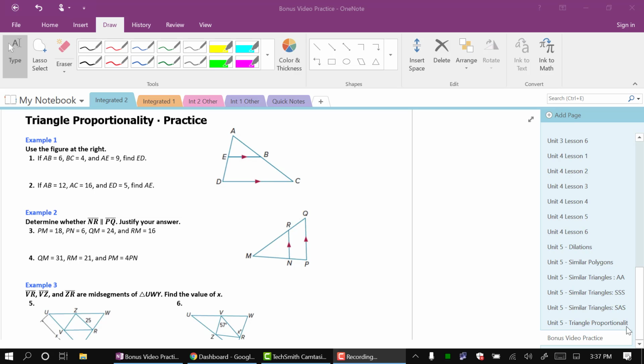Today we're going to be looking at triangle proportionality, and I'm going to be doing some problems with you in addition to what we did in the lesson. So let's take a look at number 1.